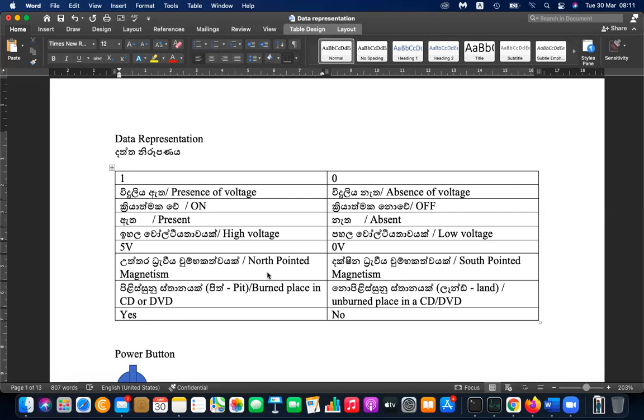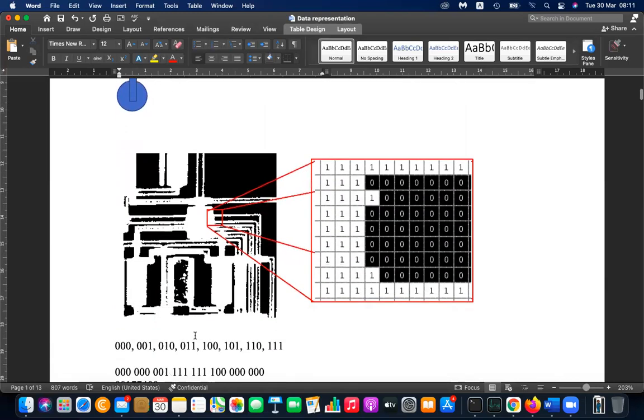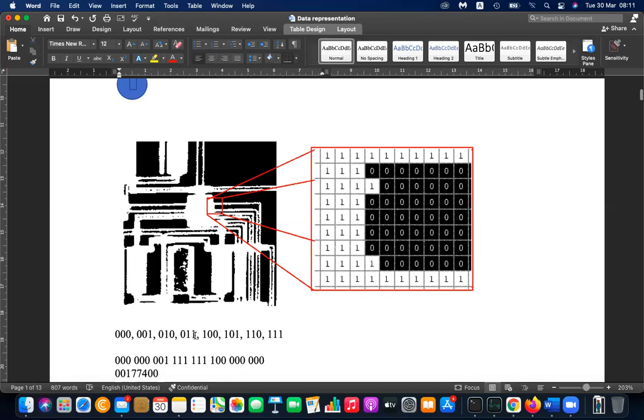If you cannot remember the stuff, just take a photo. Even on the power button, you can see the 1 and 0 symbols indicating the 2 statuses. Just take a screenshot, or write this down in your book. Okay, any doubts up to now? No, sir. Right, okay, let's move forward.